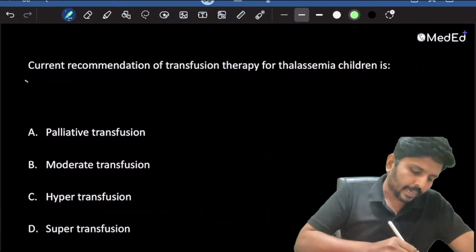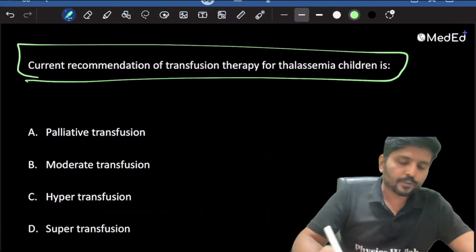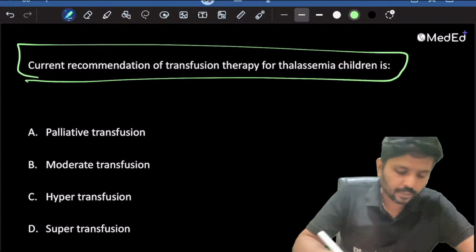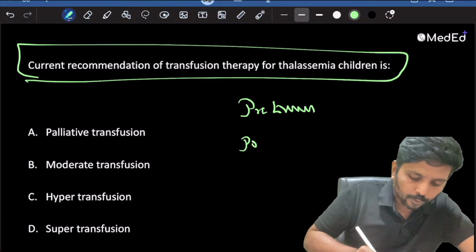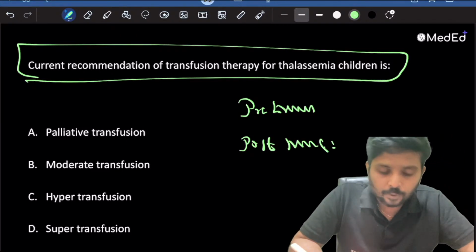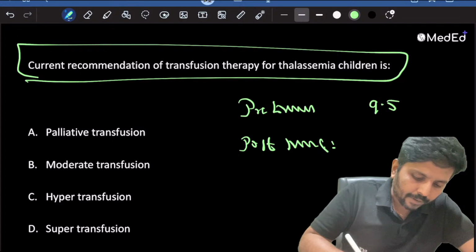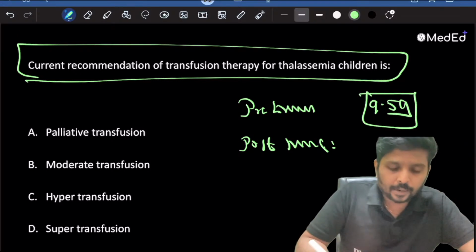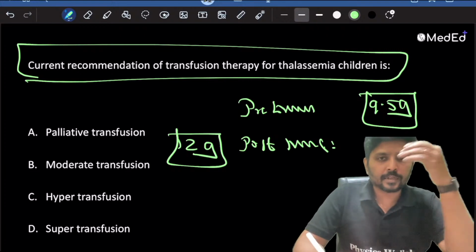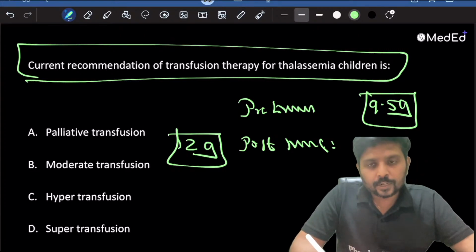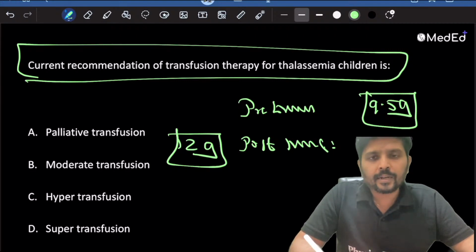What is the current recommendation of transfusion therapy for thalassemia children? Remember, you have pre-transfusion hemoglobin and post-transfusion hemoglobin. Pre-transfusion hemoglobin is usually 9.5 grams per deciliter, and post-transfusion hemoglobin should be 12 grams per deciliter, because when you under-transfuse, there will be more extramedullary hematopoiesis leading on to Leonine facies, hepatomegaly, splenomegaly.